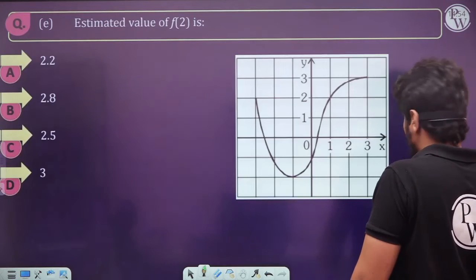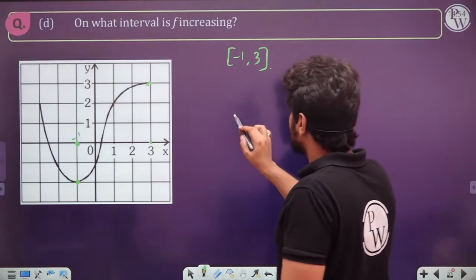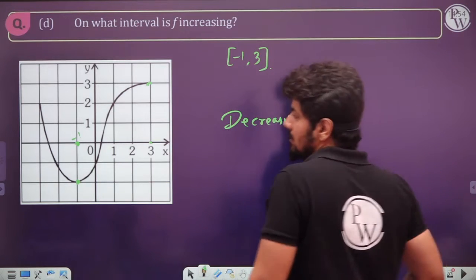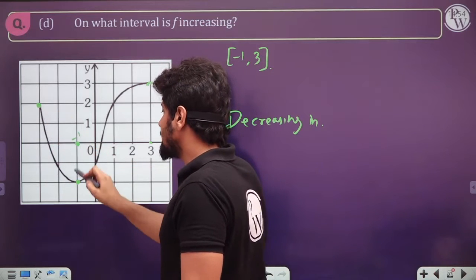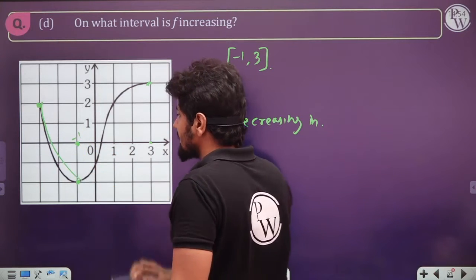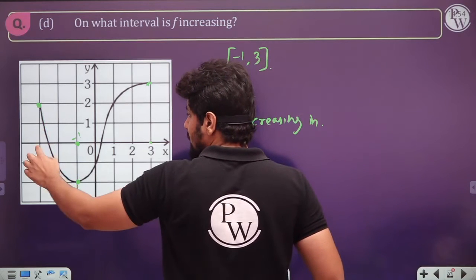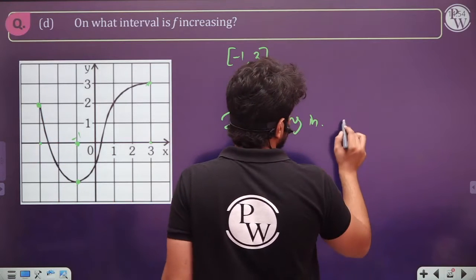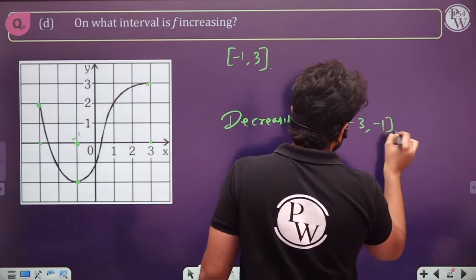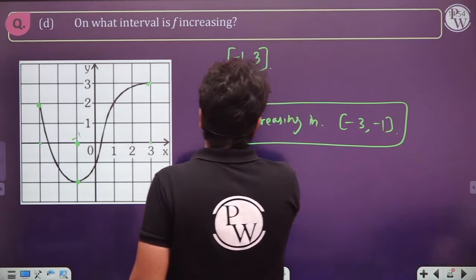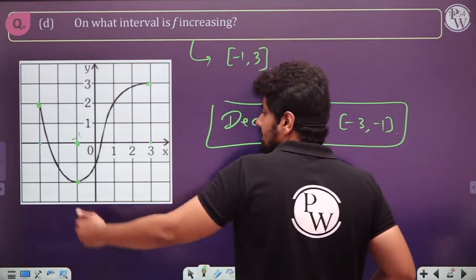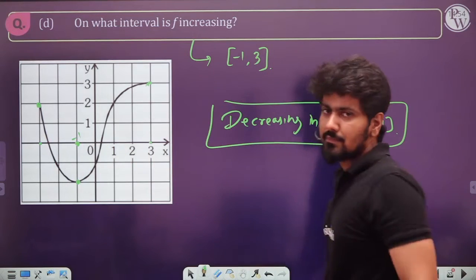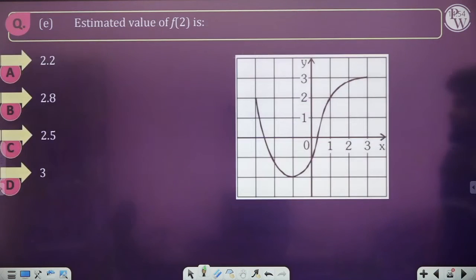On what interval is the graph decreasing? From this point to this point, it is decreasing, right? So what are the x coordinates? The x coordinate over here is -3. Here the x coordinate is -1. So it is decreasing from -3 to -1, and increasing from -1 to 3. Decreasing from -3 to -1, and then from -1 to 3 it is continuously increasing. Are we clear?